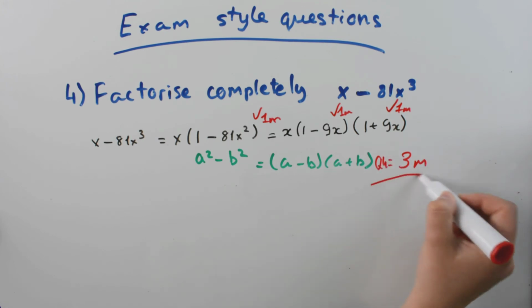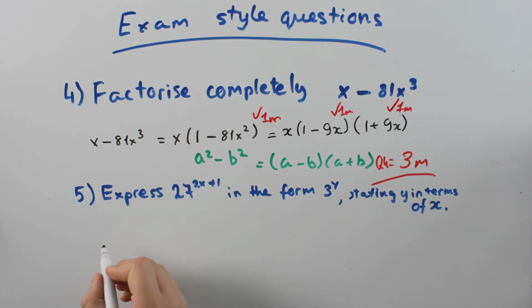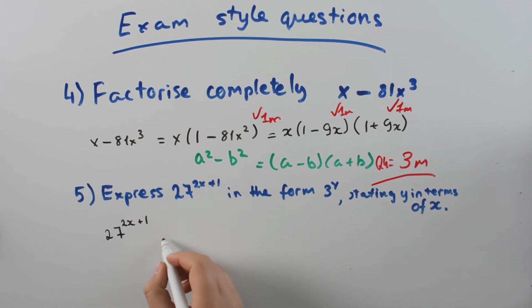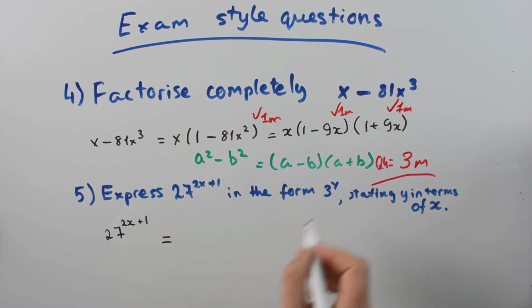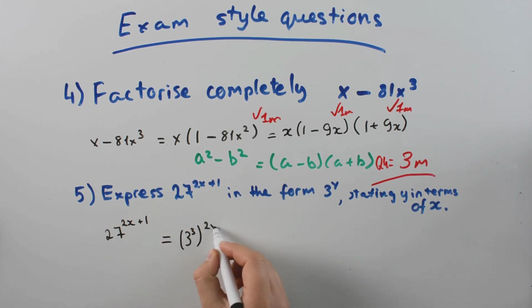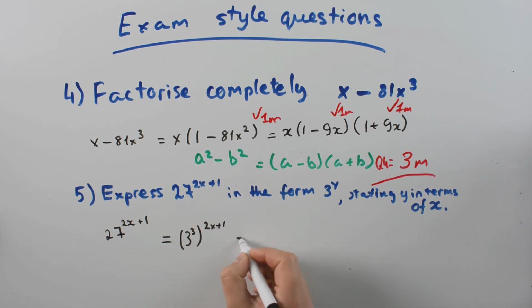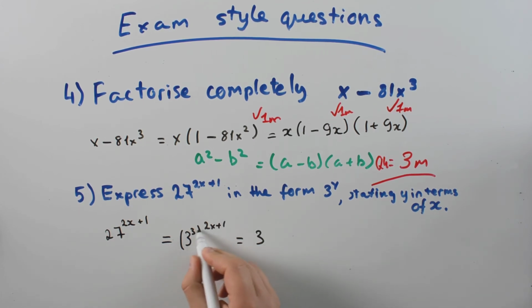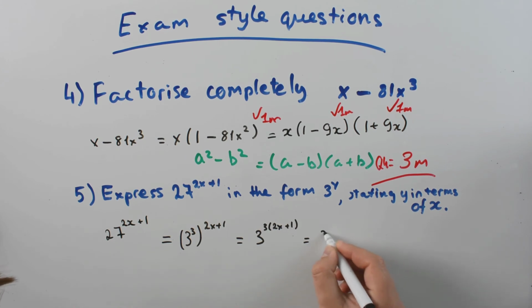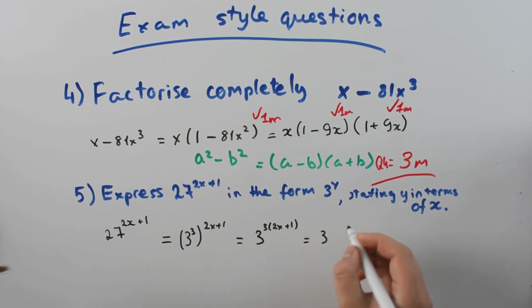Okay, and then we look at question 5. So you need to simplify expression as well. So we have 27 to the power of 2x plus 1, and it has to be written in form 3 to the power of y. Okay, so it gives you a hint that 27 can be expressed as 3 to the power of something, which is cubed. Okay, so we just replace 27 with 3 cubed, and then I'm going to times our powers because it's to the power of the power.